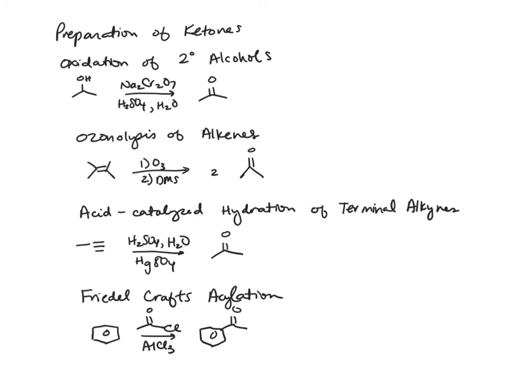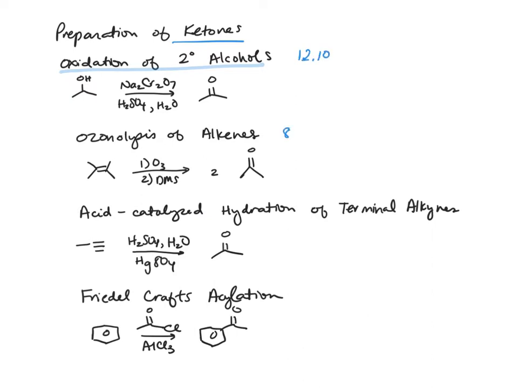In the preparation of ketones, we have 4 different methods that we've already discussed. The first is the oxidation of secondary alcohols. So here we use a reagent sodium dichromate with sulfuric acid and water. We know this from section 12.10.